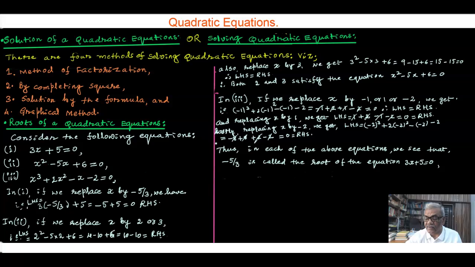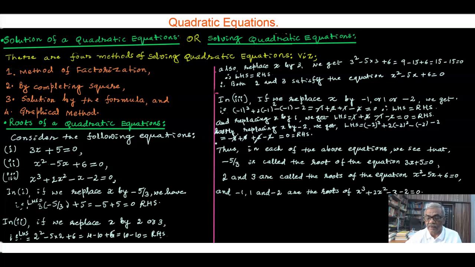And thus in each of the above equations, we see that minus 2 is called a root of the equation 3x plus 5, and 2 and 3 are called roots of the equation x square minus 5x plus 6 is equal to 0, and minus 1, 1 and minus 2 are roots of the equation x cube plus 2x square minus x minus 2 equal to 0.